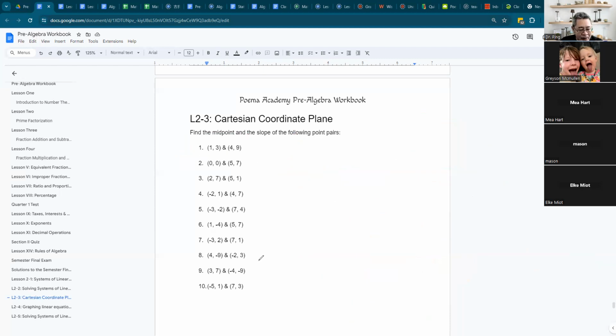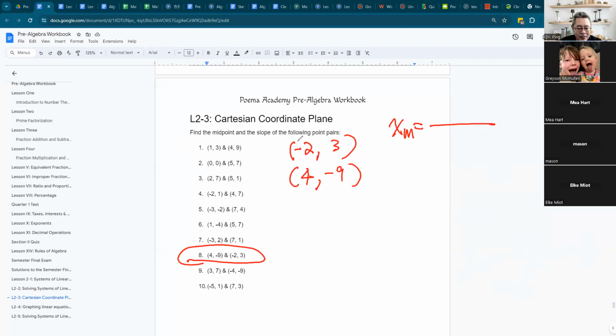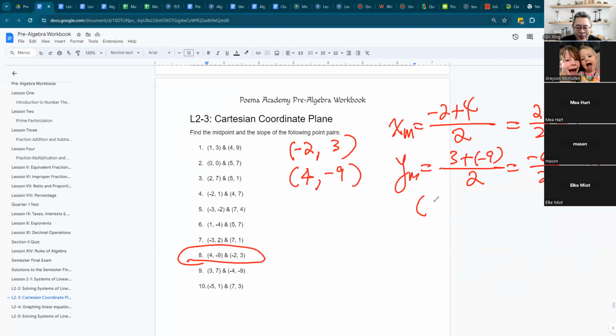Let's pick this one. Same thing, I'm going to put one on top of the other, and 4, -9. So we know that the midpoint is the average. So -2 plus 4 over 2. That's 2 over 2 is 1. And that is 3 plus -9 over 2, which is -6 over 2, gives us -3. So our midpoint is 1, comma, -3. Now, if you plot this on the XY coordinate plane, you can see that the midpoint is indeed 1, comma, -3.